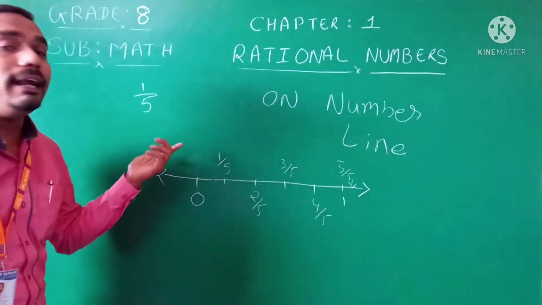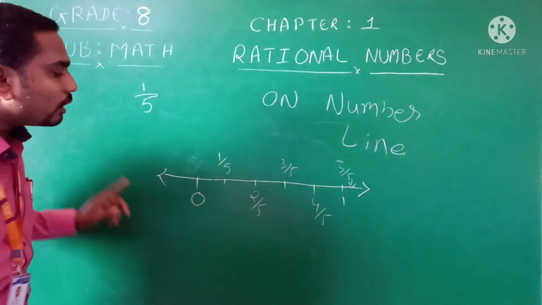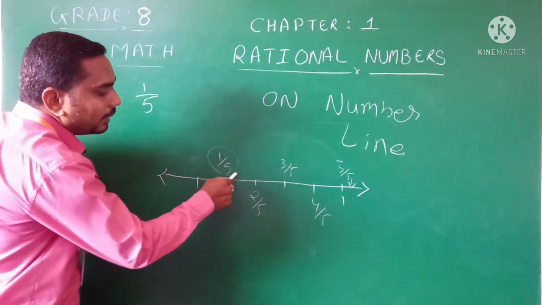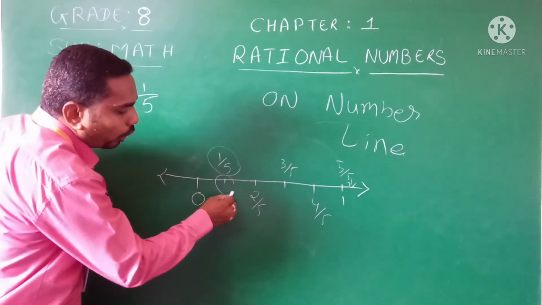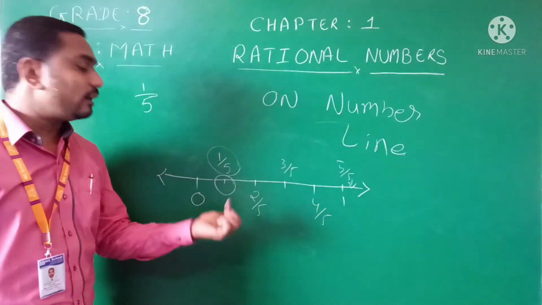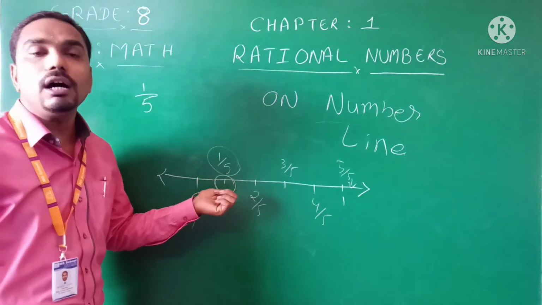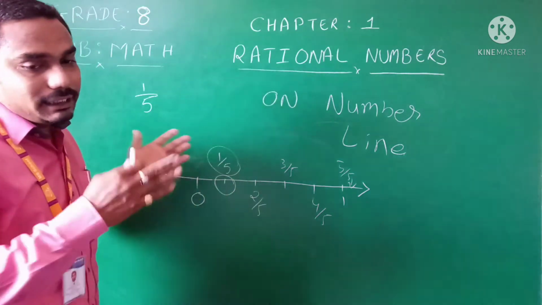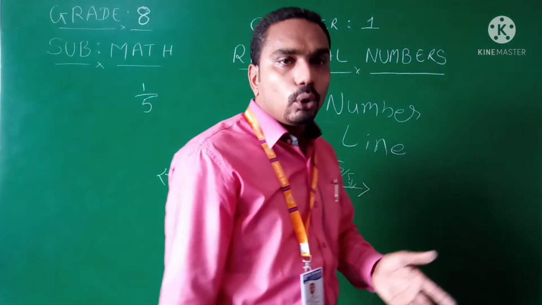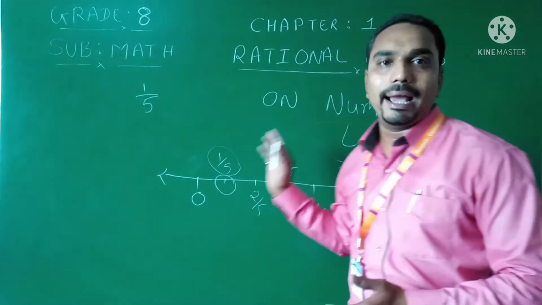Now what I need to denote is 1 upon 5. So where is the 1 upon 5? It is here. So this point denotes the 1 upon 5 on a number line. So in such a manner you can denote a rational number on a number line.